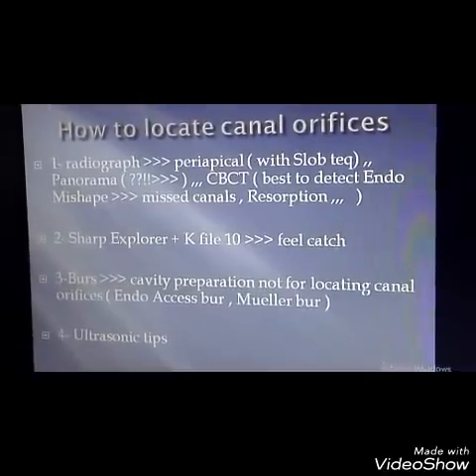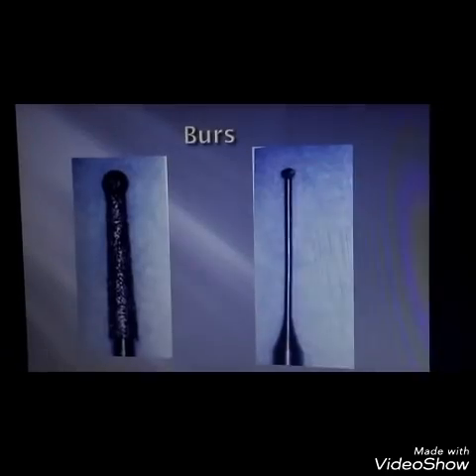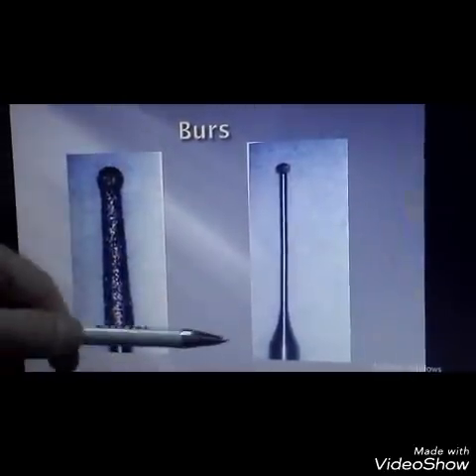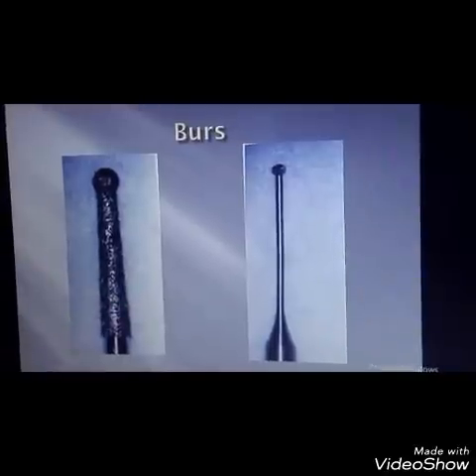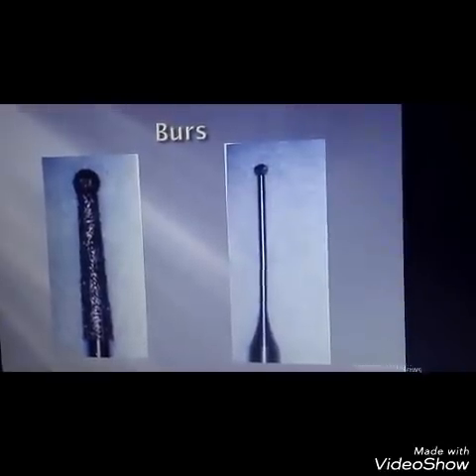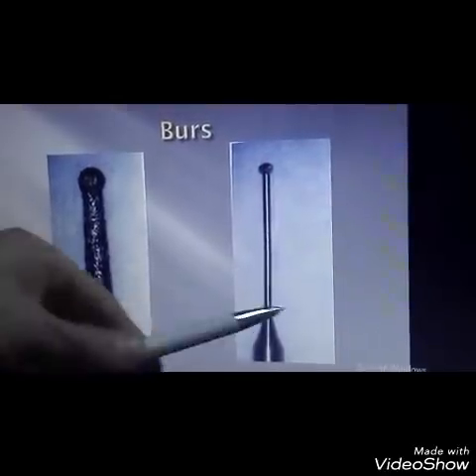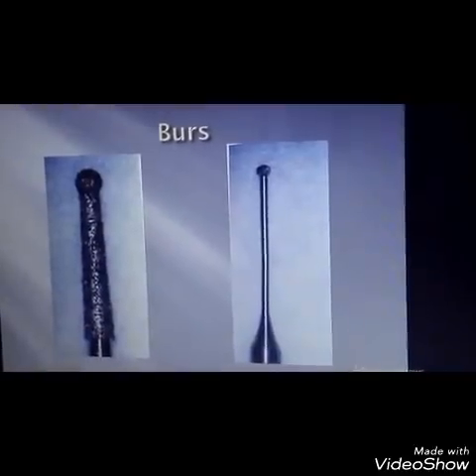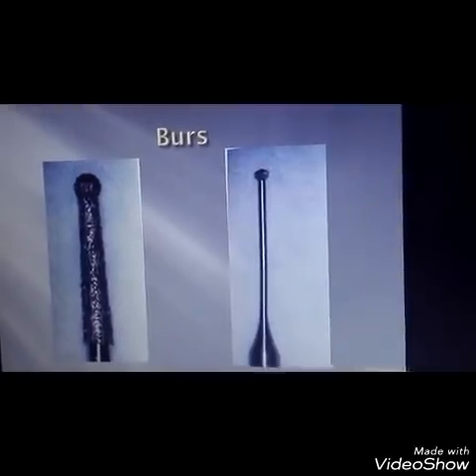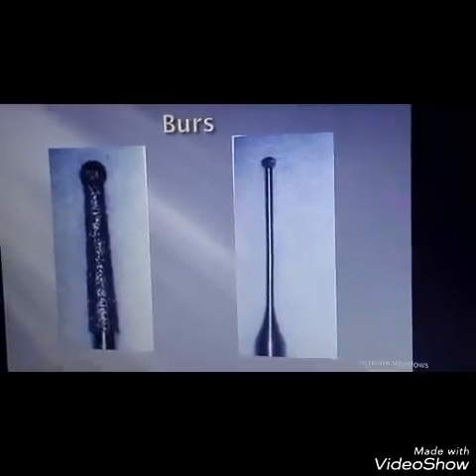What about burs? I have two burs. I have the endo access bur, which is high speed, and I have the low speed one, called the Mueller bur, a long shank bur. Both of them remove bulk of dentine. Burs are just for the access cavity, not for locating canal orifices. Maybe low speed is nice to remove some part of dentine, no problem, but better than burs is the ultrasonic tip, especially for calcified canal orifices.